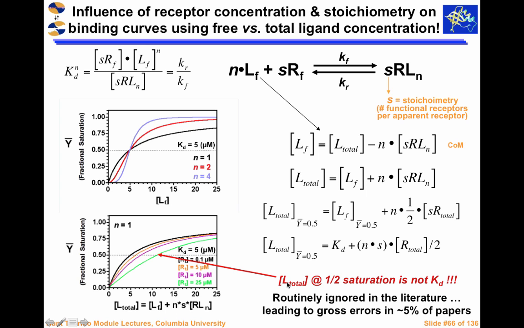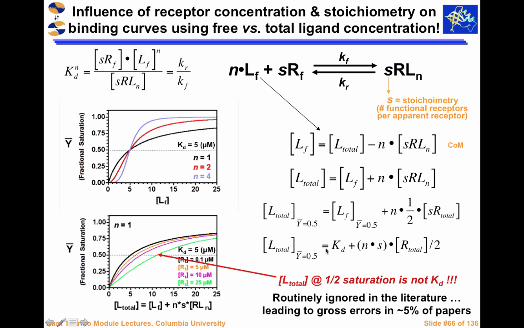Okay, but now if we look at this, we can already see a very simple way to correct for the fact that the total ligand differs from the free ligand. We can see a very simple way to analyze data that are plotted based on total ligand and understand what the free ligand is.